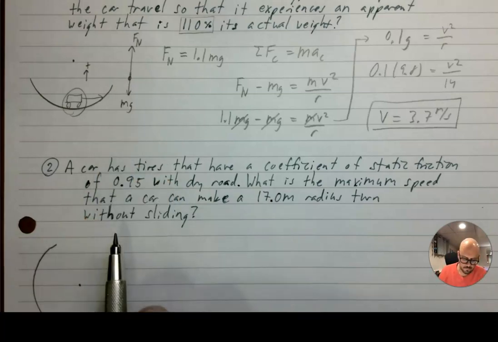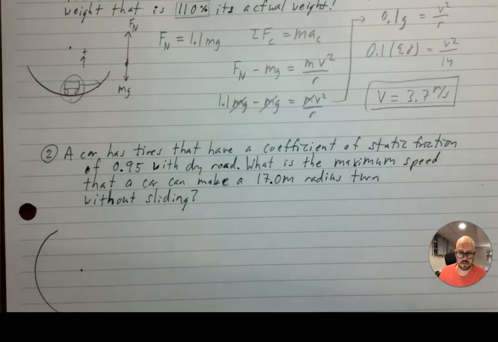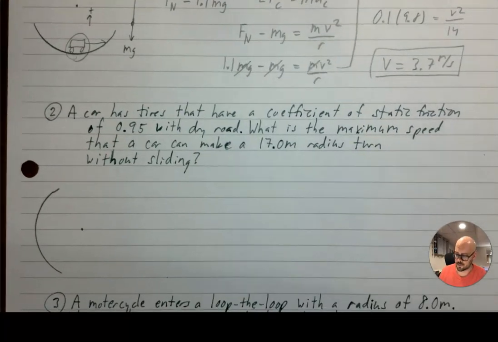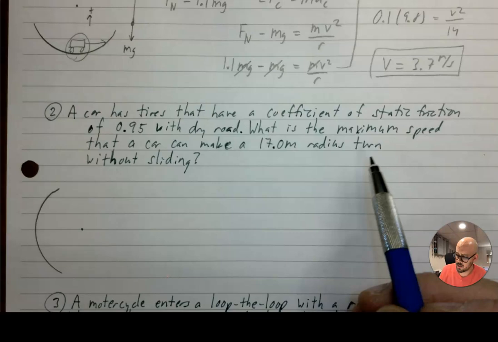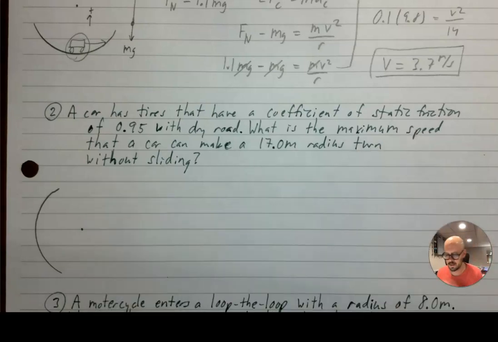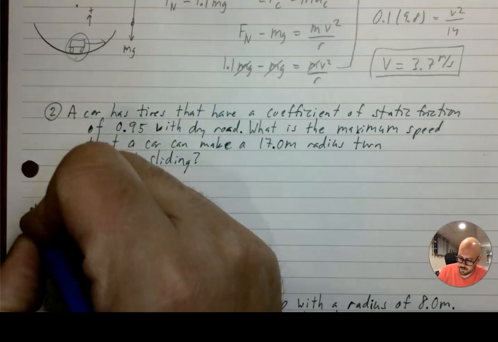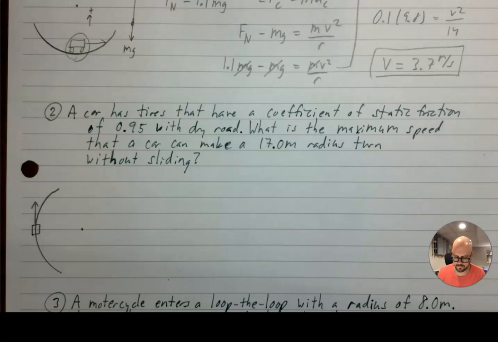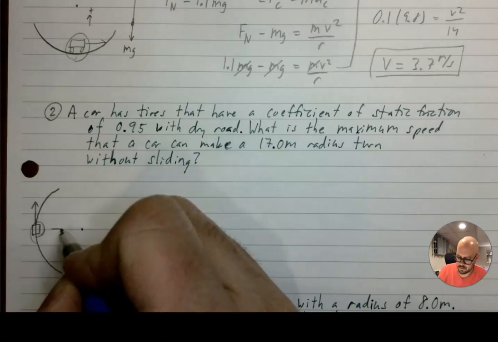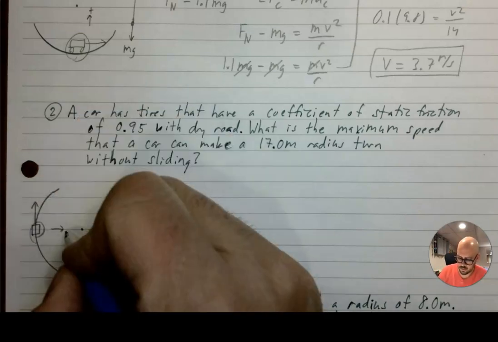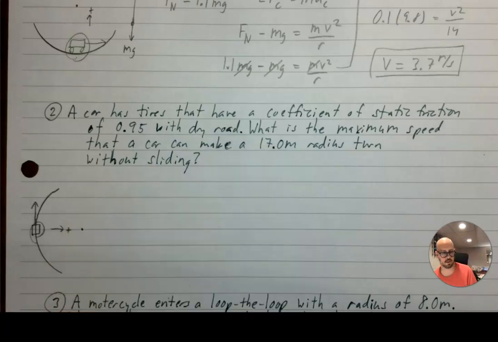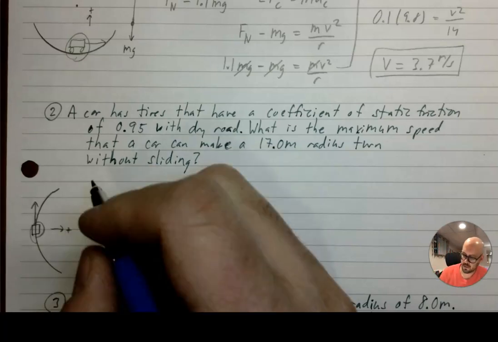Okay, next one is a friction one. Car has tires that have a coefficient of static friction of 0.95. What is the maximum speed that a car can make a 17-meter radius turn without sliding? So this car is going to be moving through this turn, and because this turn is curved, there's going to be centripetal acceleration toward the center of it.